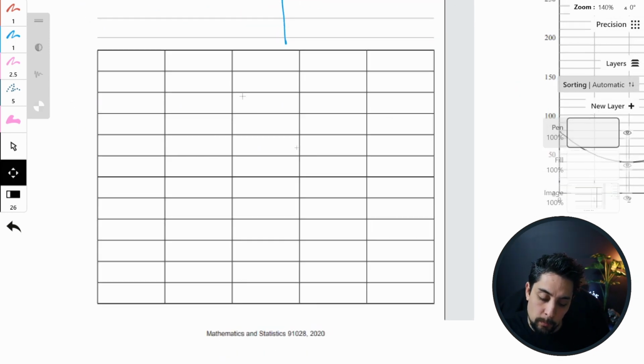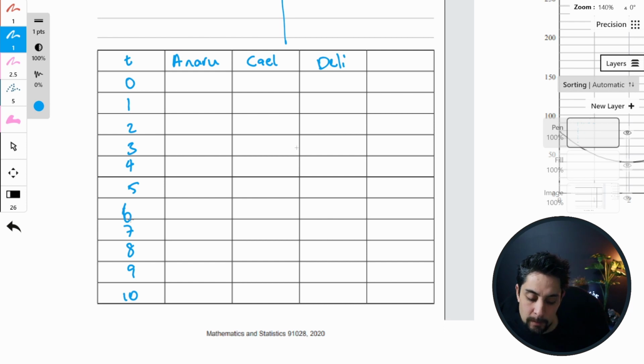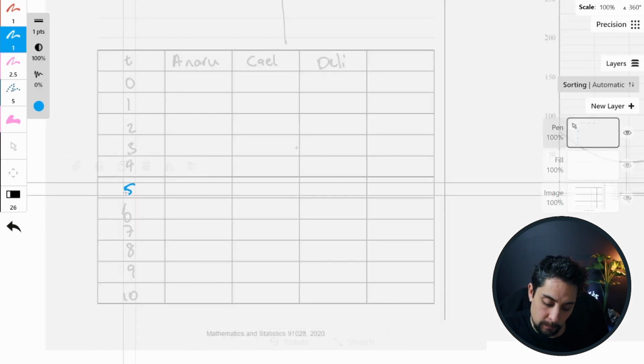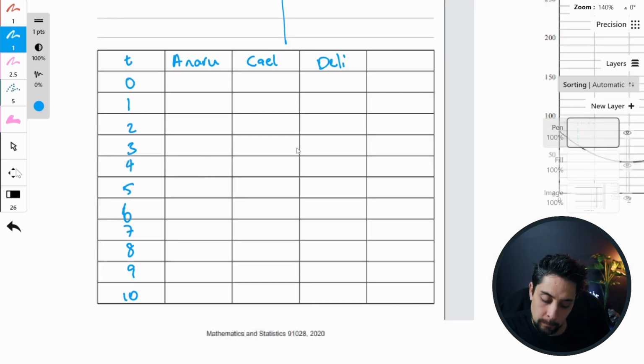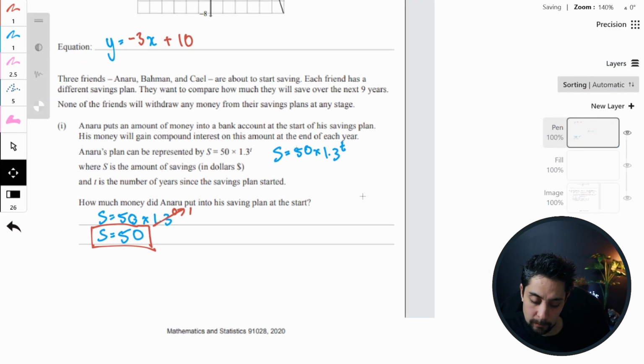So for the graphs, we're going to put in the year for each of them, and then Anaru's. Remember, we don't need to do Barman's because Barman is not using a bank, so we're going to switch to Kale and Deli, and we're not going to show Barman. So the time, let's put in all of the years. So there's all of our details. Now we need to put in how much money they would have at the end of each year. I'm just going to push this across to line it up. Okay, so let's see Anaru's, which is way back here.